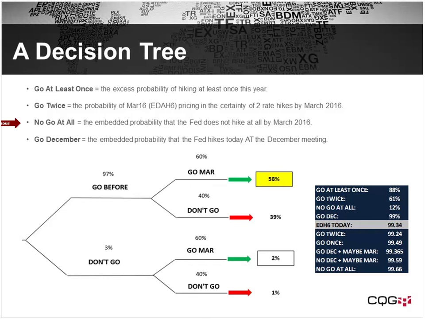Our third part of our decision tree is no go at all. This is the very bottom box on the right side, right, of the tree, and the odds of the Fed not hiking at all by March. And then finally, go December, which is today, the probability that the Fed hikes, quote unquote, at the December meeting per our probability slide, per our FOMC model a couple of slides ago. These blue boxes here on the right are just a way for us to actually export that information from our decision tree into actually Eurodollar prices, so we can quickly decide if something is actually trading rich or cheap based on our view.